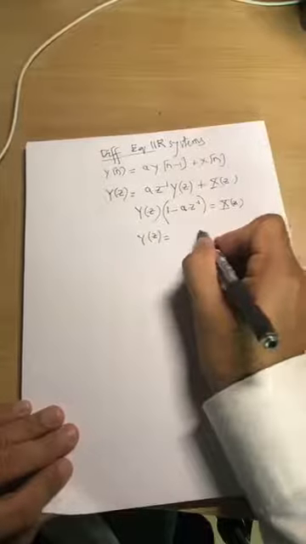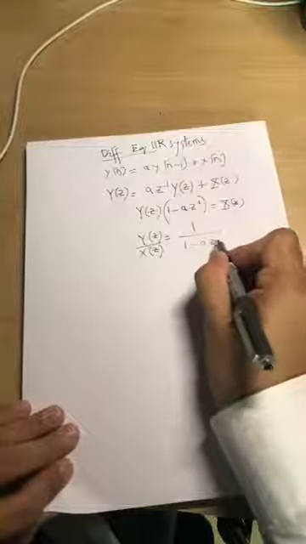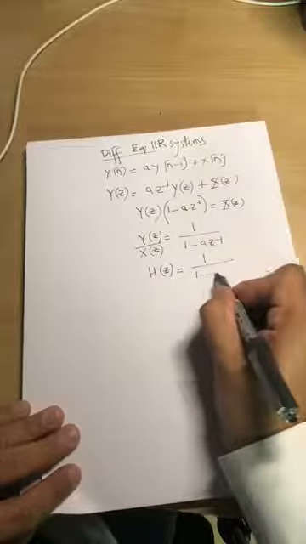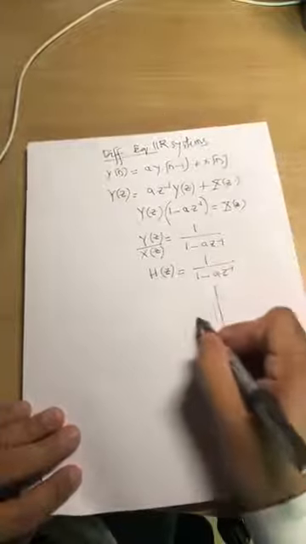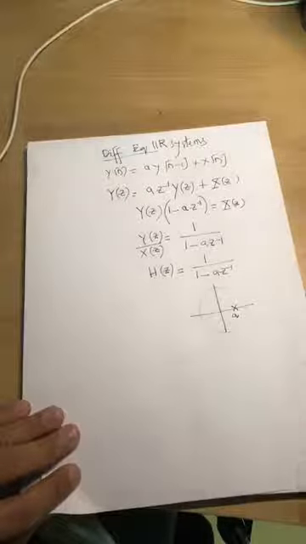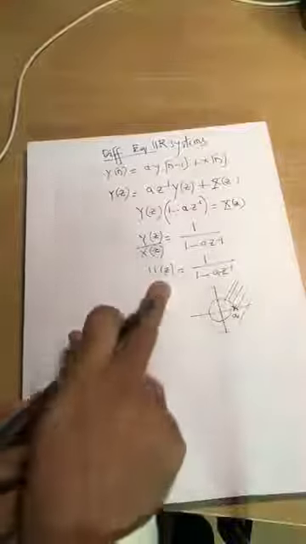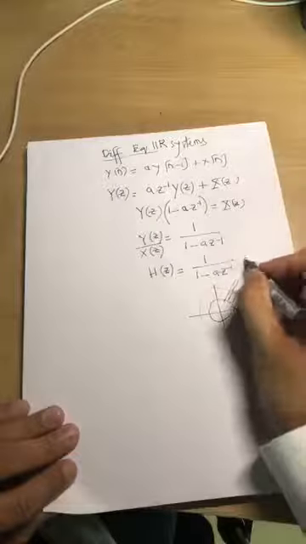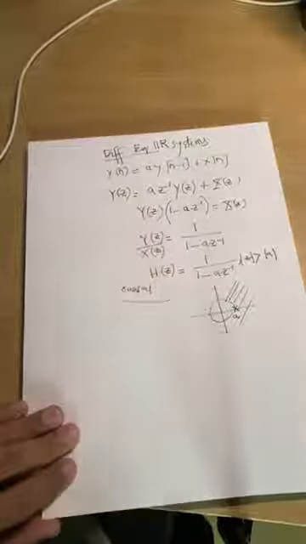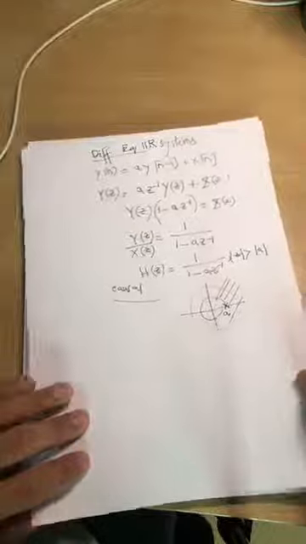Y of z over X of z, which is H of z, is equal to 1 over 1 minus a z inverse, and we know where the pole is. The pole is at a, whatever its value, and then you draw the unit circle. If the magnitude of a is less than 1, then the system is stable. So H of z is 1 over 1 minus a z inverse, with the magnitude of z greater than the magnitude of a, if we are assuming a causal system. This is how we figure out the stability of the system.